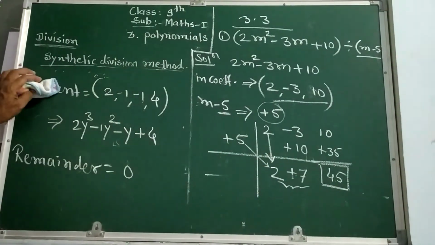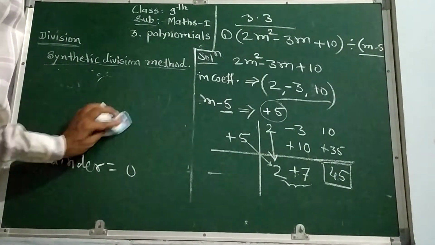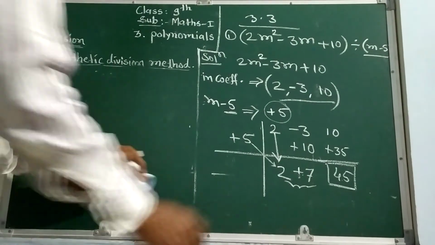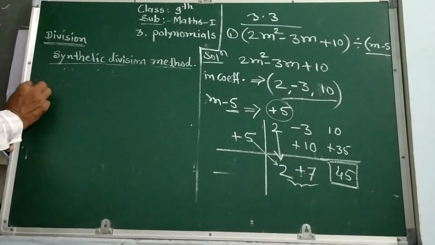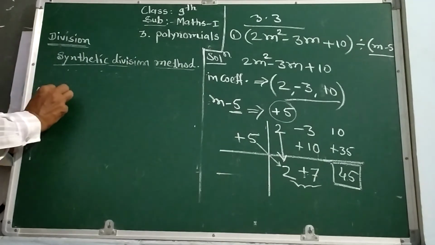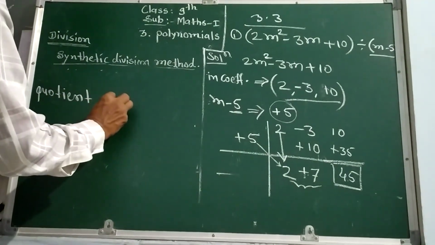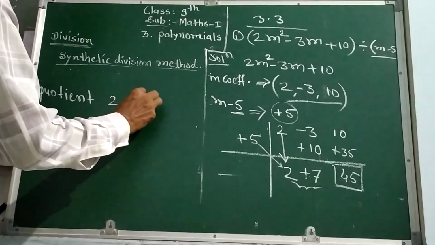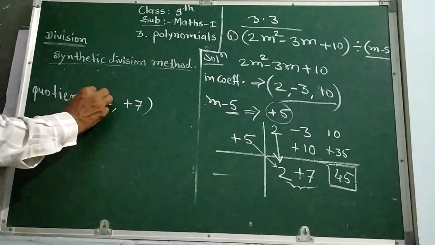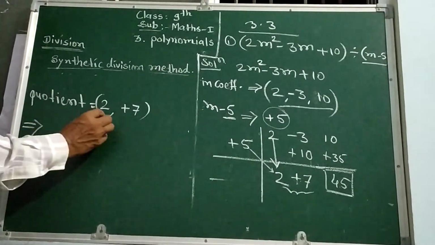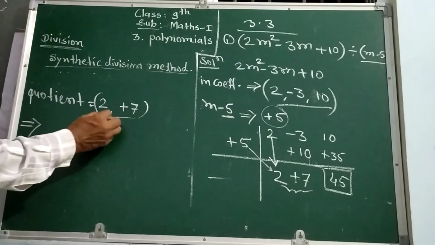So I write this quotient, that is 2, plus 7. So I write this in index form, that is, there are only two terms.